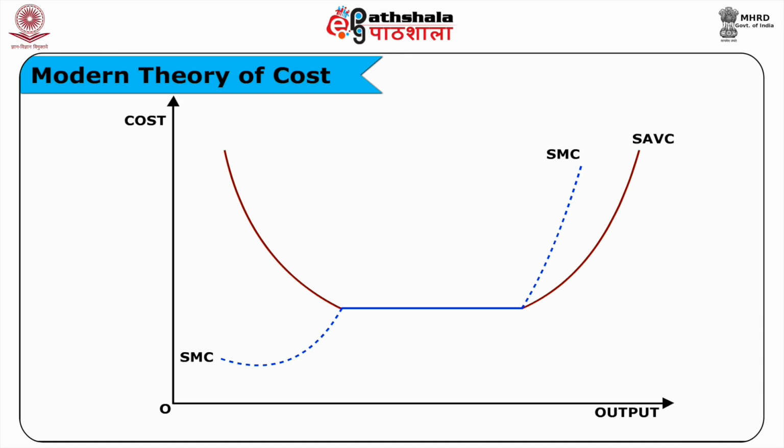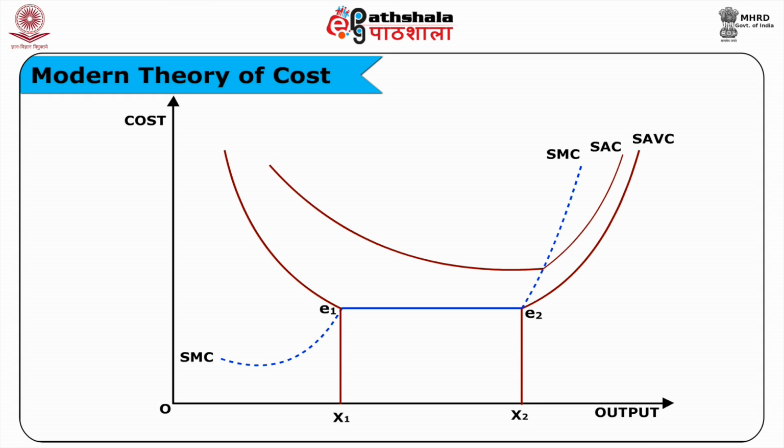The short-run average cost curve continues to fall even over the range of output x1 and x2, corresponding to the flat stretch of the SAVC curve, wherein SAVC is assumed to be constant.